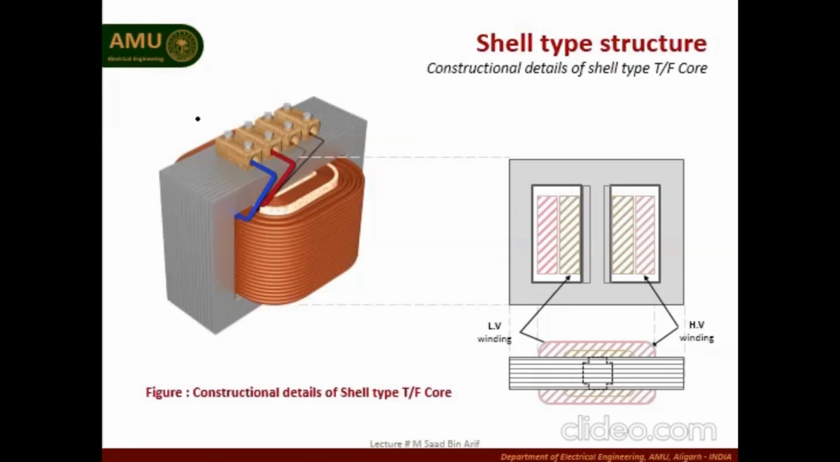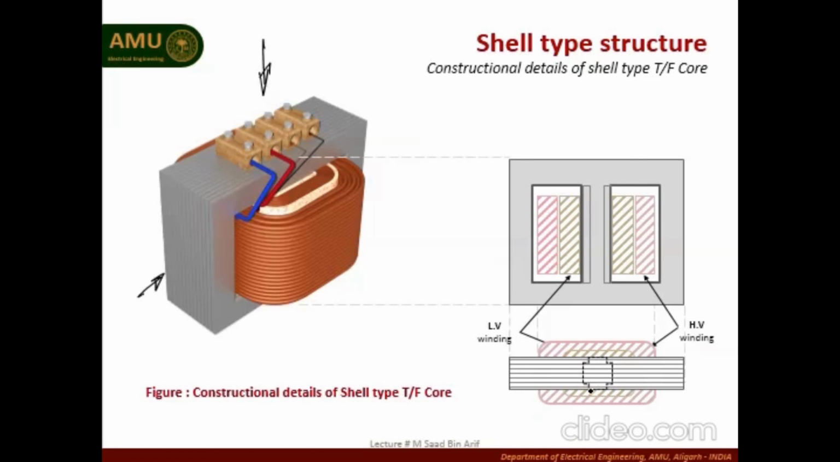Now let us have a look at the shell type of transformer. This is a real picture of a shell type of transformer, and this is the core of the shell type of transformer. In the central limb, the winding is placed around the central limb. If you look at the elevation of the transformer, you will find the elevation like this. If you look from the top, then you will find the structure like this.